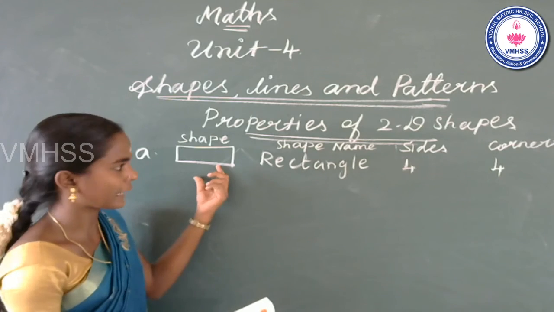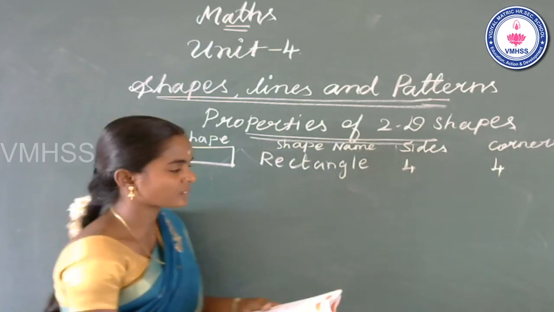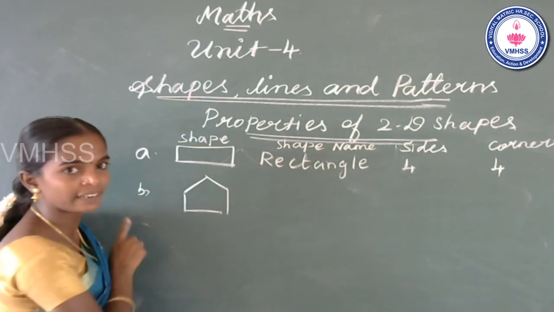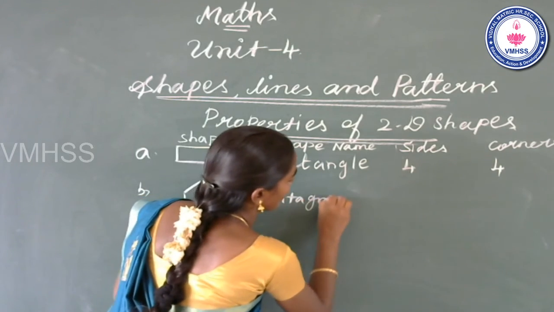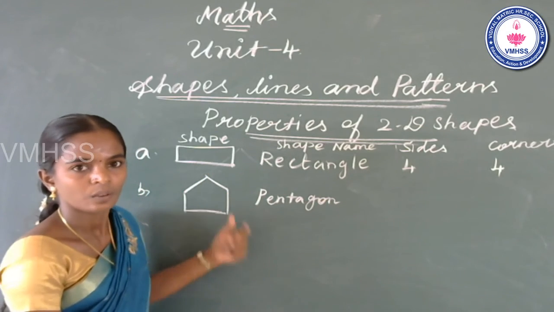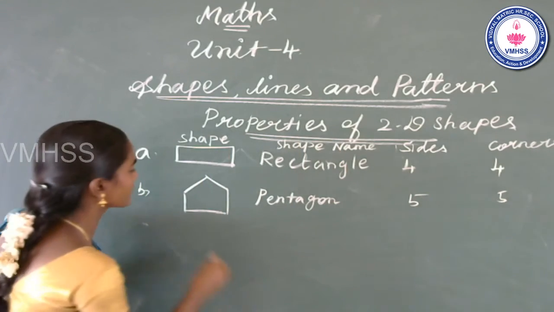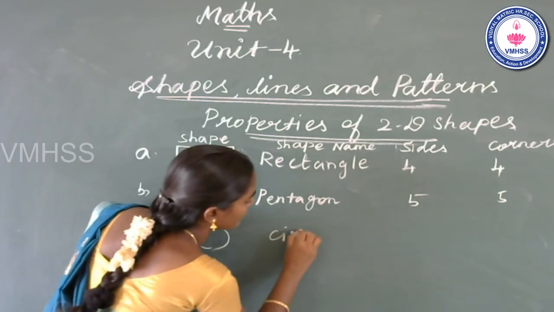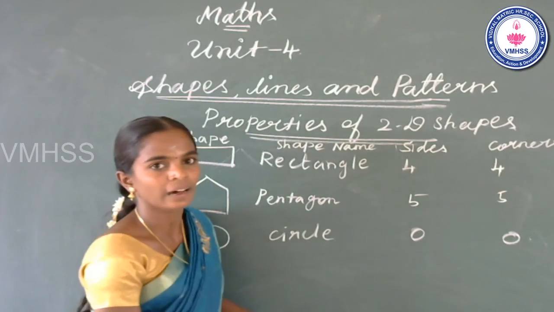First shape, rectangle. Rectangle has 4 sides and 4 corners. Next, B shape, pentagon. What is the shape? Pentagon. How many sides in a pentagon? 5. So, 5 sides and 5 corners. Next, circle. Shape name, circle. It has no sides and no corners.